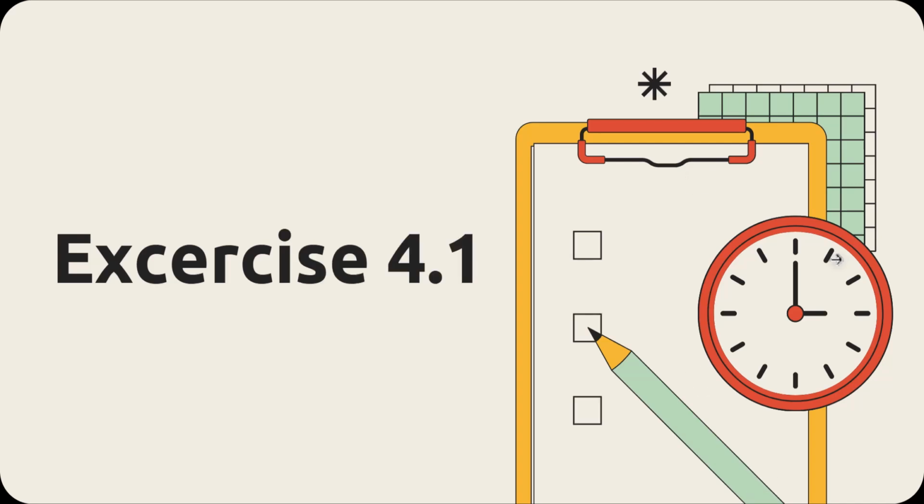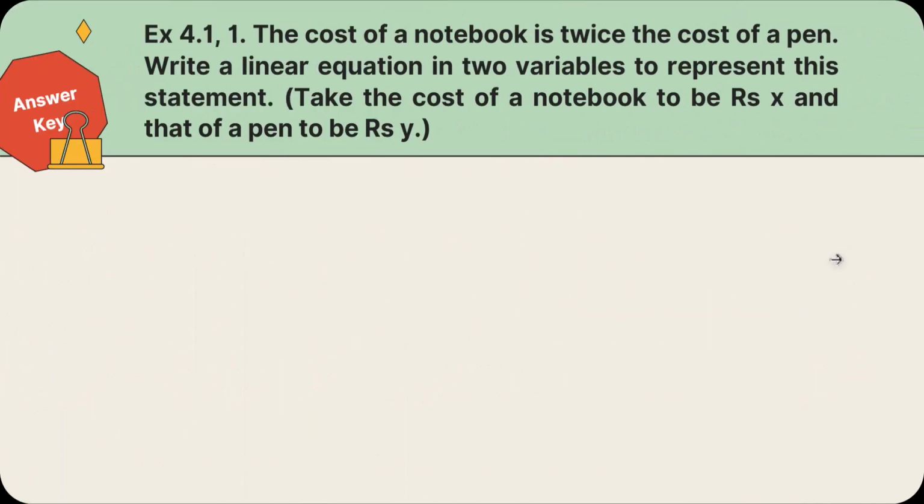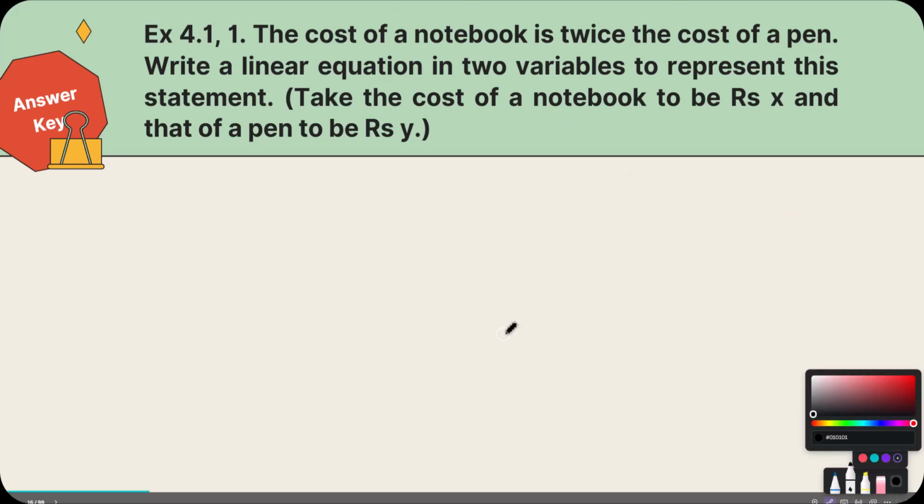Let's start with exercise 4.1. The first question is, the cost of a notebook is twice the cost of a pen. Write a linear equation in two variables to represent the statement, right? So what is the unknown? Always look for what is the unknown.